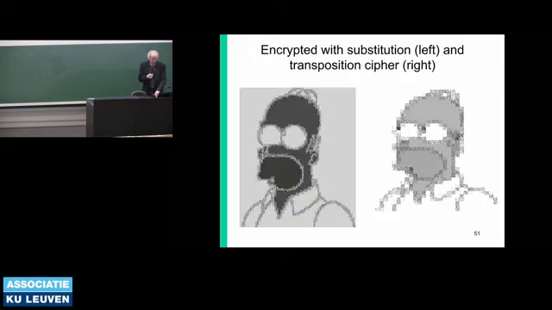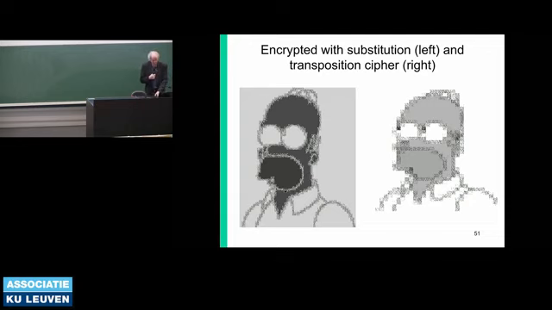For your entertainment, we encrypted this with simple substitution on the left. Remember the cipher we saw in the first lecture. And on the right, I used a transposition cipher where you move bytes around. So it's clear that in this case, for this kind of information, these ciphers are not secure. So let's go for AES.